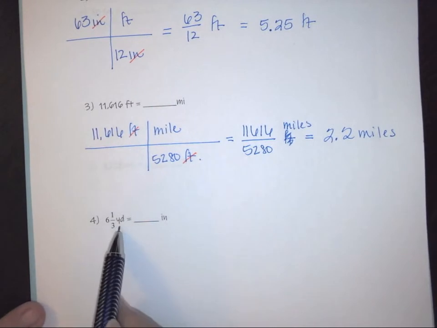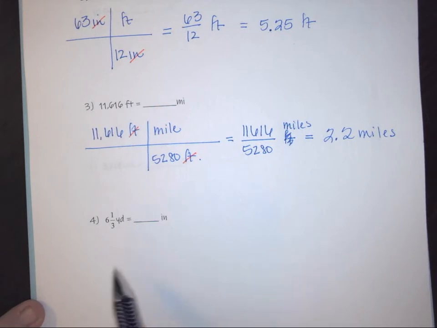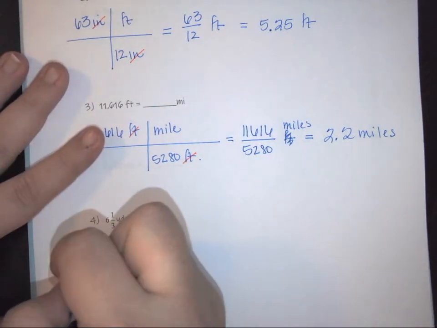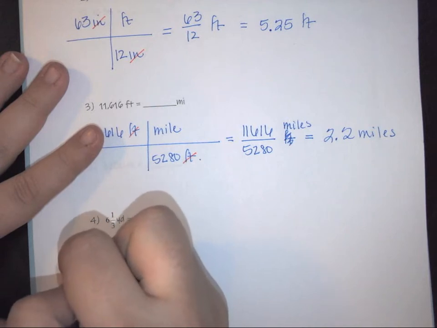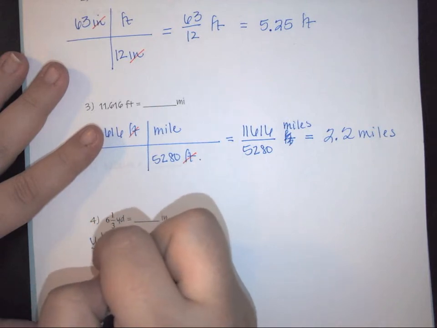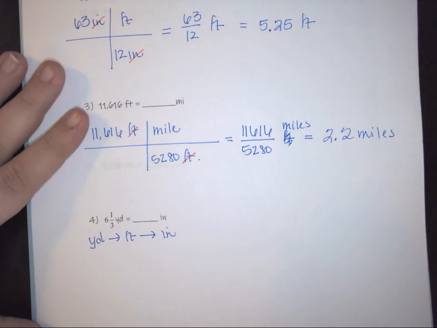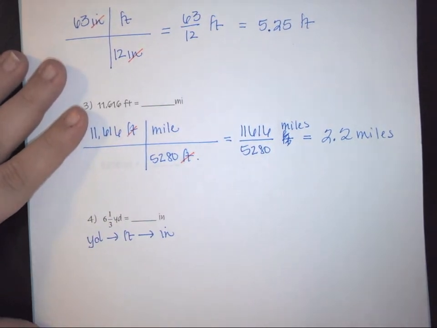Alright, last I have yards into feet. So if you notice, there isn't a clear path to go from yards into inches. So what we actually have to do is go from yards into feet and then into inches. So my table is going to be a little bit bigger.